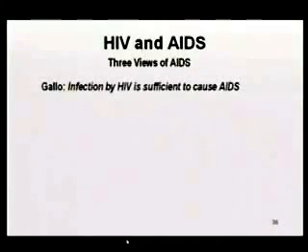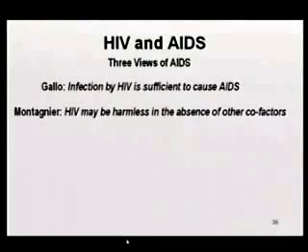So there are three views of AIDS now. One is by Bob Gallo, one of the discoverers of HIV, and he says that if you're infected by HIV, that's all you need to get AIDS. Luc Montagnier says maybe it's harmless except with other cofactors. I think we're now veering towards the Gallo definition. But there are some naysayers still around.